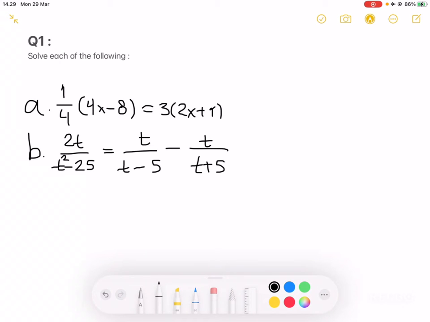Today we're going to look at more examples of linear equation problems. So here's question 1 of this video. We need to solve each of these equations. So let's start off with part A.